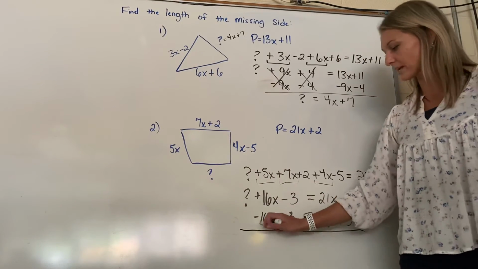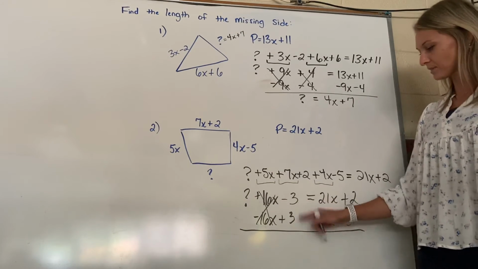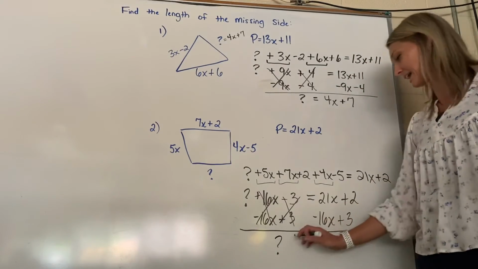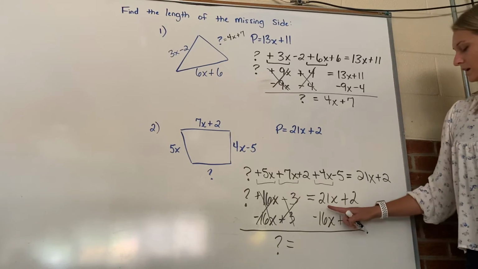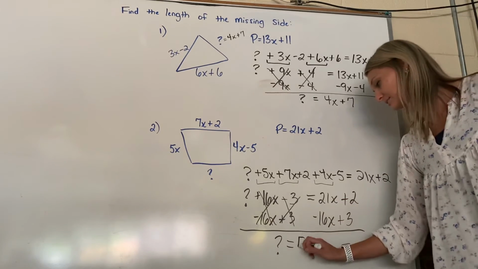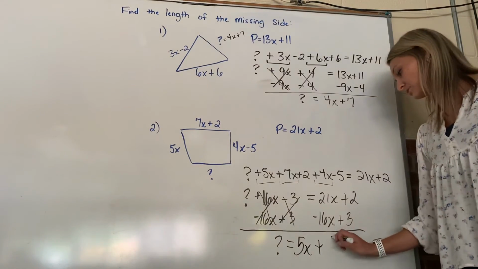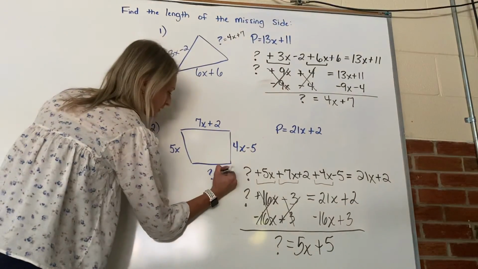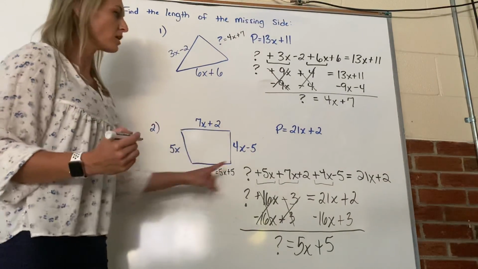The reason I subtracted my 16x is so these will go away, and they do, because 16 minus 16 is 0. Same thing here, negative 3 plus 3 is 0. So I'm left with my question mark, which is the missing side. And now, once I do this, I'll know what my missing side is equal to. So we've got 21x minus 16x, so that would be 5x. And then 2 plus 3 is 5. So that missing side would be 5x plus 5. And again, you can check your answer by adding up all these sides, and when you add them all up, it should equal that.